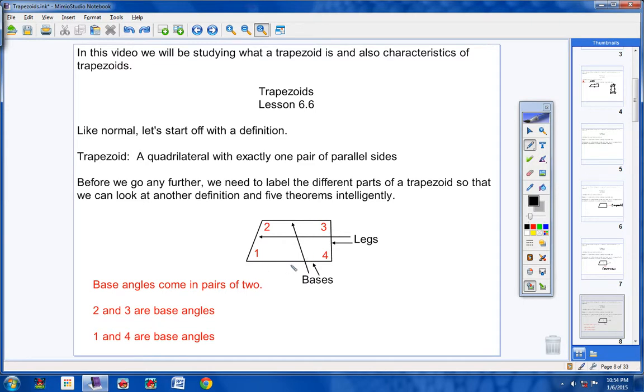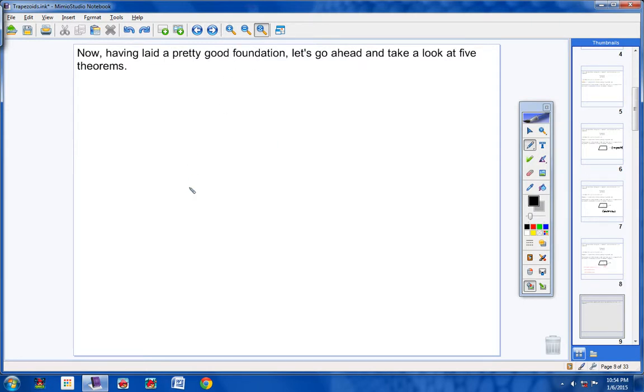Please take really good notes on this. Now, having laid a pretty good foundation, let's go ahead and take a look at 5 theorems today. Okay? 5 theorems.